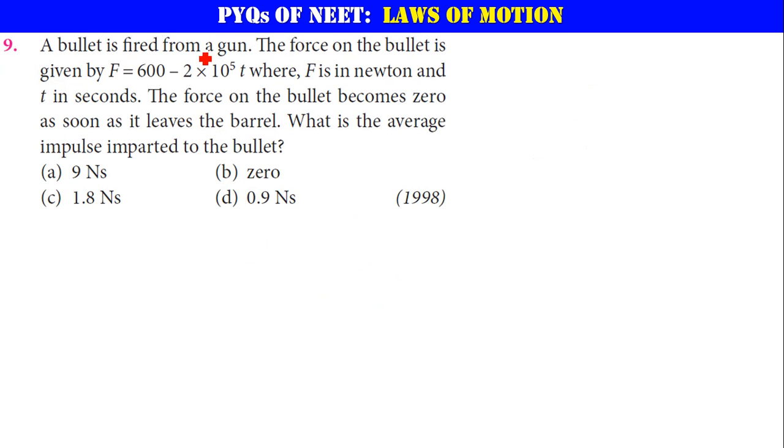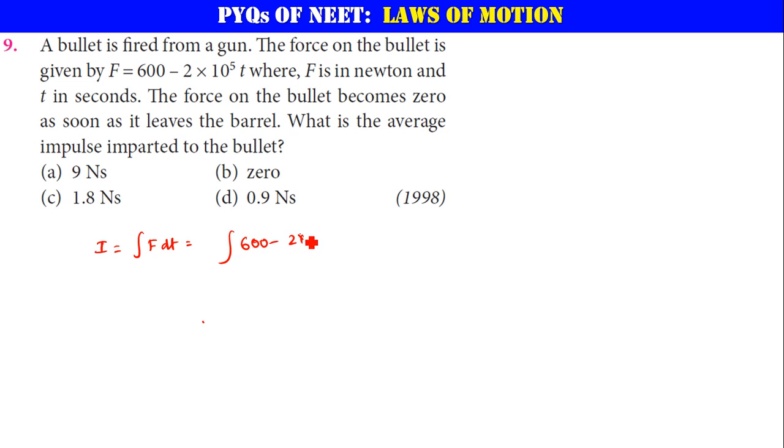Next, a bullet is fired from a gun. The force on the bullet is given by F is equal to this much, where F and t are in SI units, and the force on the bullet becomes 0 as soon as it leaves the barrel. What is the average impulse imparted to the bullet? So he is asking about average impulse. For finding it out, you can say impulse is nothing but force into time. But here force is a variable, so I can take integral F dt. Okay. Now what is F here?